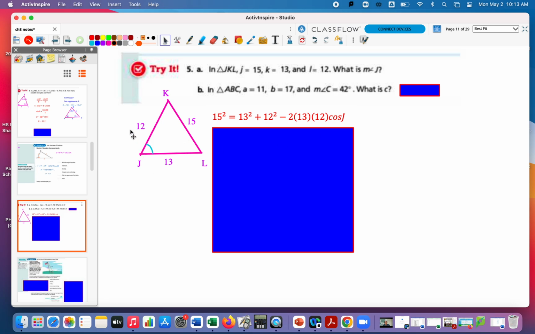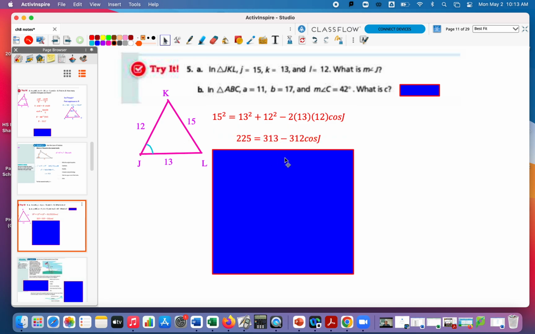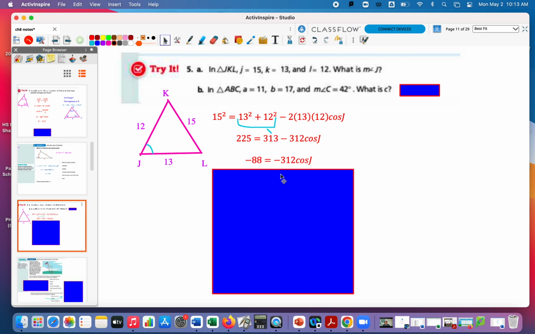Like I said, it's a side, side, side situation. Now, be careful here. Don't get too greedy and put all this in the calculator. I can do 13 squared plus 12 squared. Those can be combined and they become 313. 15 squared is just 225. 2 times 13 times 12 gives you 312. You cannot combine the 313 and the 312. Remember, this 312 is attached to the cosine. It's like saying 313 minus 312x. You can't combine these together. Actually, what you're going to do is subtract the 313. So I'm going to subtract 313 on both sides. Okay, and you can see what you get down below there.